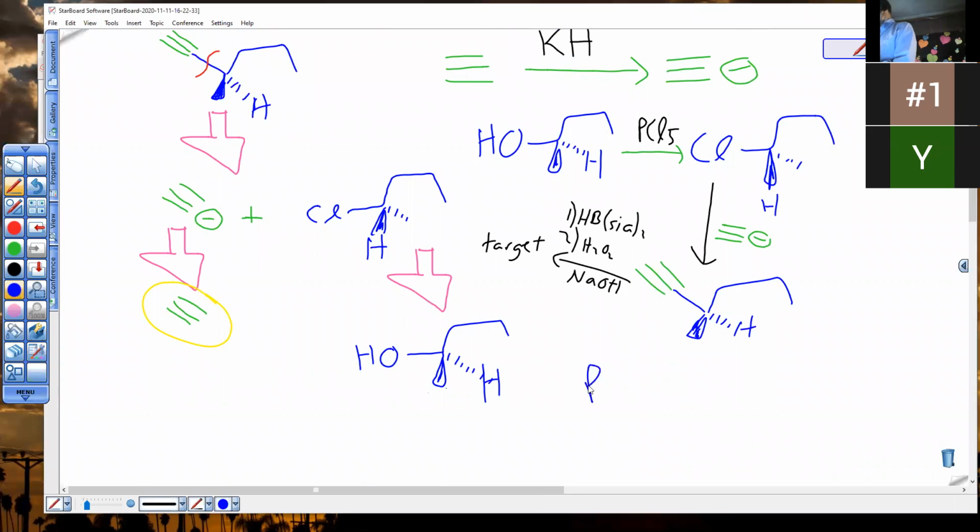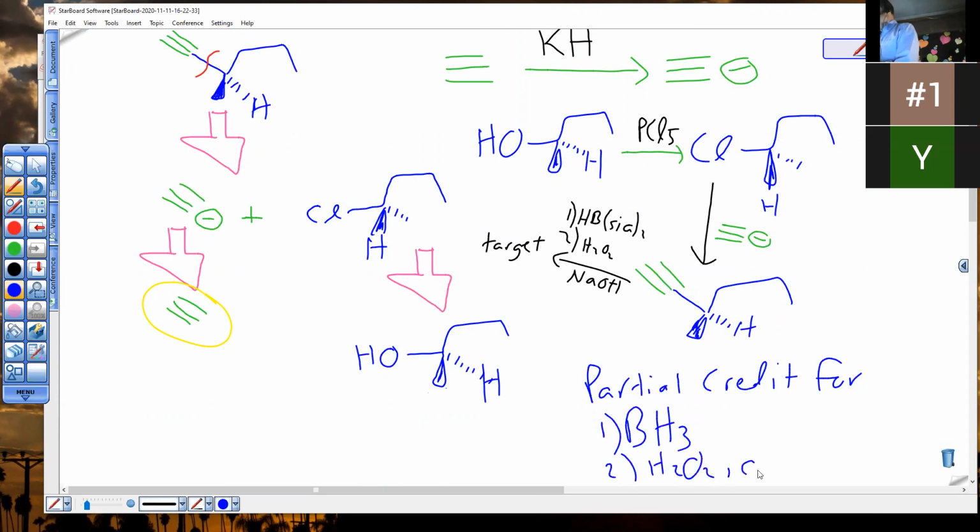You get partial credit, because you'll get some of the product that you want for BH3, then H2O2, OH negative. This thing has issues with alkynes, so I can't give you full credit. It doesn't give a great result. I know it'd be nice if we could use the same boron chemical in chapter 6 and 7, but the reality of it is alkynes have a slightly different reactivity than alkenes. This is the chapter 6 boron.